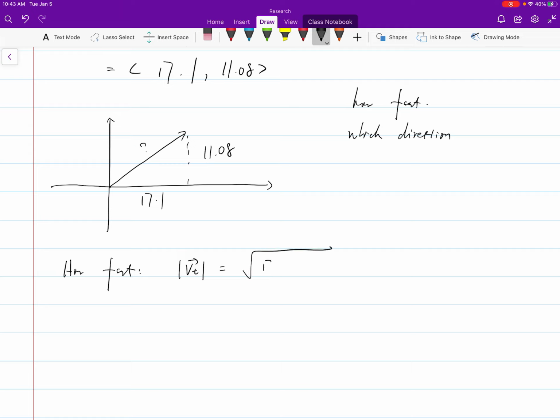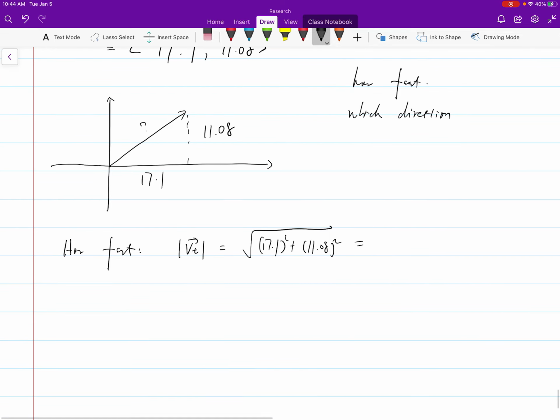That's going to be the magnitude of this, which is the square root of 17.1 squared plus 11.08 squared, which is 20.38. What do you know? It's faster than 20. So the wind is helping a little bit. Okay, miles per hour.